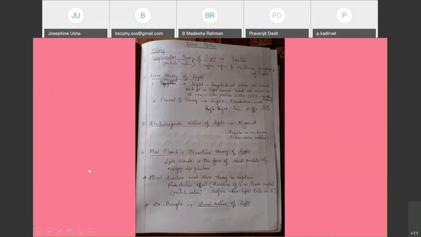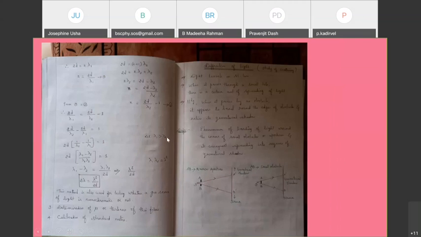So that's all about the second block, the interference unit. And then diffraction, the next unit, I'm going to start in the next class. Today by 12 o'clock we have another class, right? So at that time, I will start diffraction.